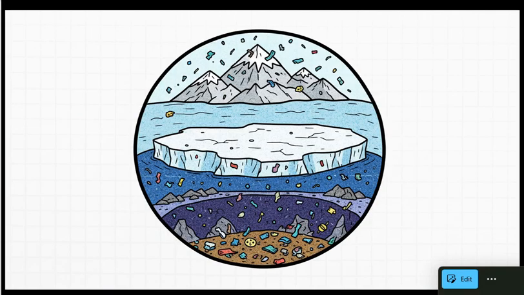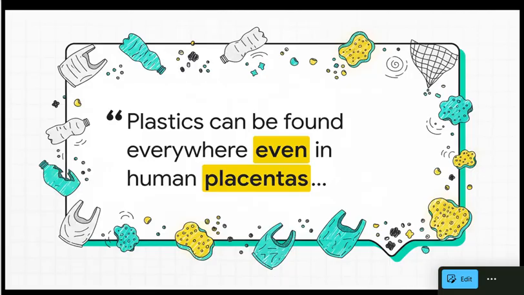And when we say everywhere, we're not kidding. Scientists have found these things in the most remote, untouched places you can imagine. We're talking the bottom of the Mariana Trench, the top of Mount Everest, and locked away in Arctic ice. They are, quite literally, everywhere. And this is where it stops being an out-there problem and becomes a deeply personal one. It's not just in the environment anymore. We are now finding microplastics inside of us, even in human placentas. The stuff we throw away is coming back in the most intimate way possible.